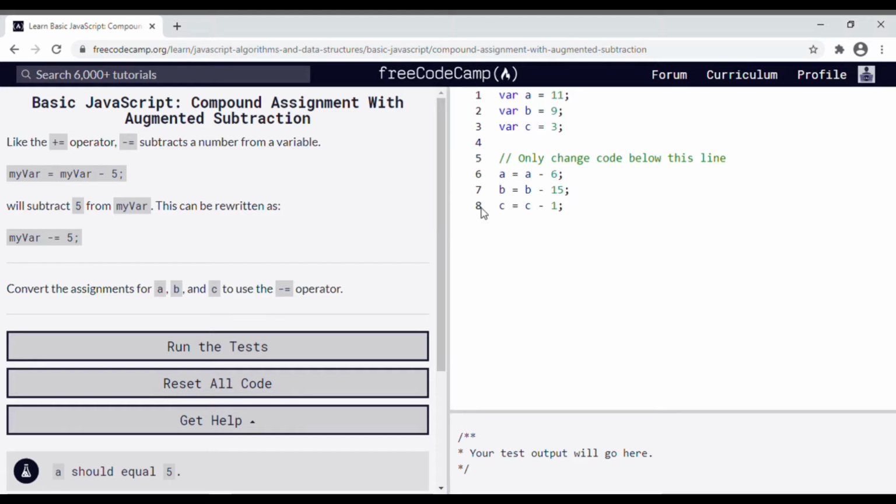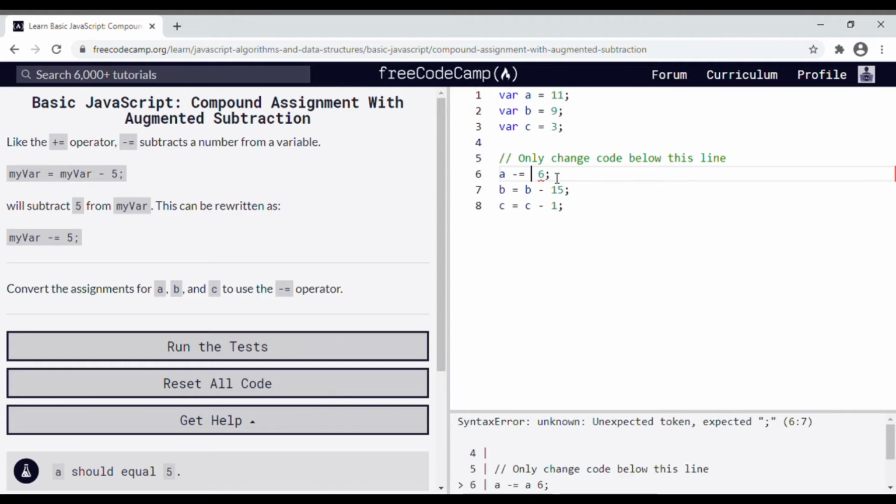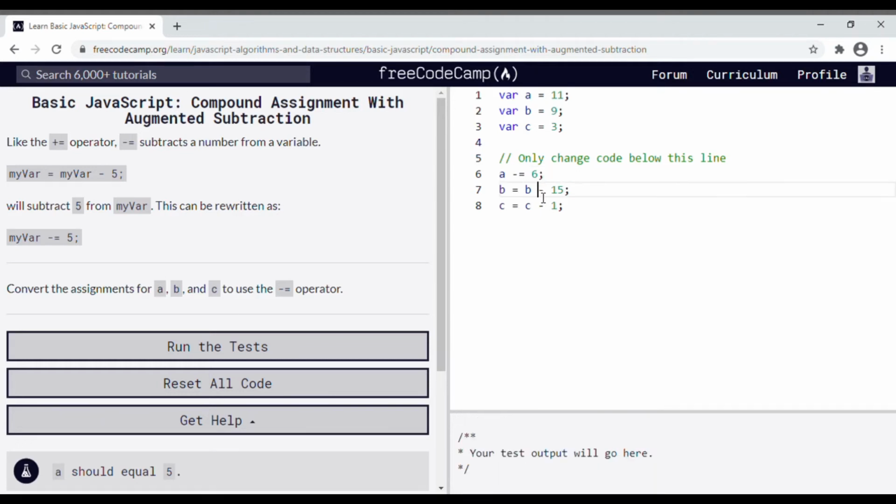So it tells you A equals 11, B equals 9, C equals 3. Similar to the one before, we need to use this operator. So this one we will change: put the minus in front, get rid of the minus, get rid of the A. Likewise with this one.